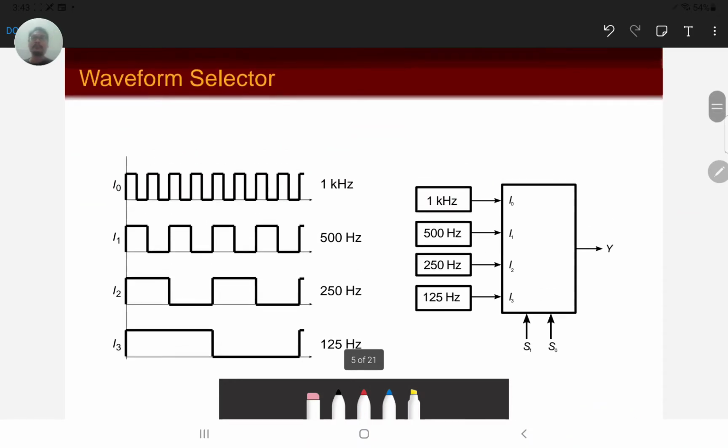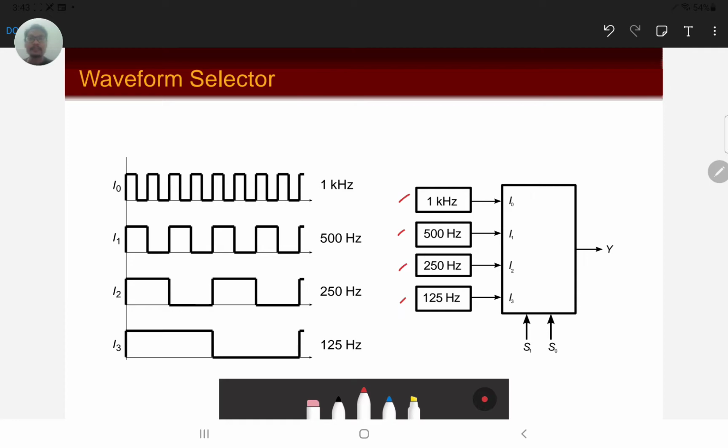Okay, so let's look at some applications of the multiplexer. The first application is our waveform selector. In this case, we have several waveforms being generated, maybe from external sources, and you are required to choose only one frequency at one time.